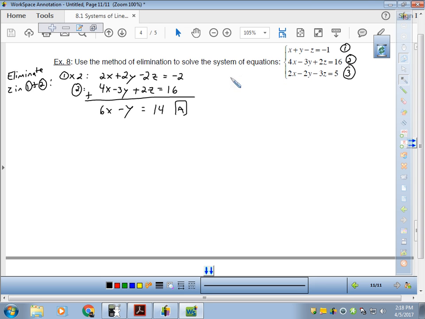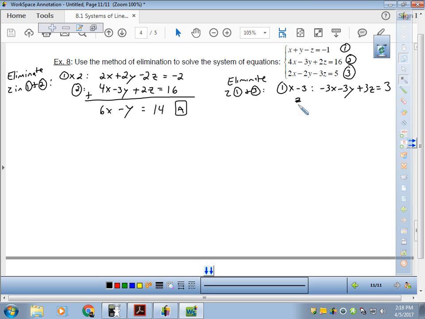Now I need to eliminate it a different way. So I'm going to try now eliminating the z from 1 and 3. Okay, so between this one and this one now. So to do that, I'm going to take equation number 1 and I'm going to multiply it by negative 3. So negative 3 times x is negative 3x. Negative 3 times y is negative 3y. Negative 3 times negative z is positive 3z. And negative 3 times negative 1 is positive 3.